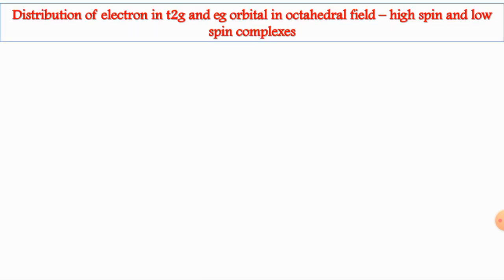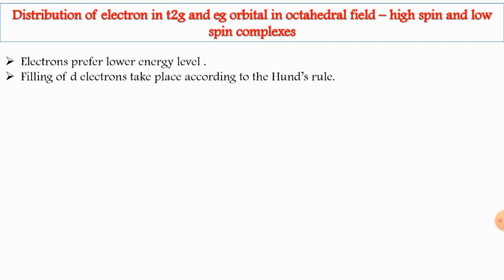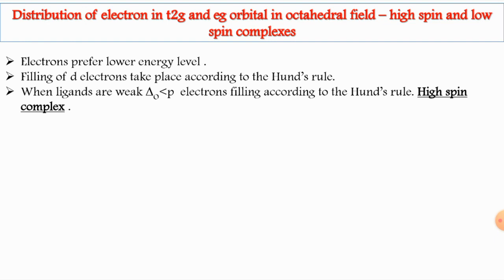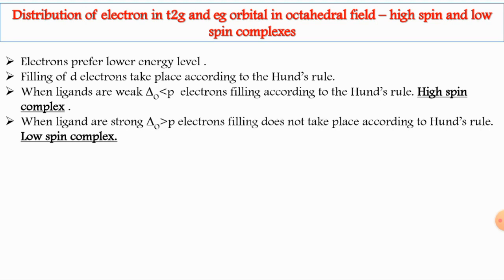Next to that, how to distribute the electrons in the t2g and eg levels, particularly for high spin and for low spin. High spin means a more number of electrons are unpaired, and low spin means the maximum number of electrons are paired. We have to obey Hund's rule, that is electrons should be filled singly first, then pairing is going to start. Whenever the ligand is weak field, we have to obey Hund's rule. Whenever a ligand is strong field, we have to violate Hund's rule.